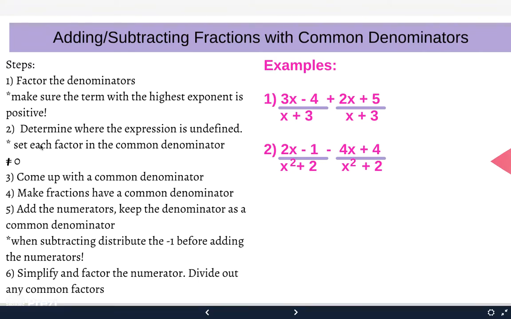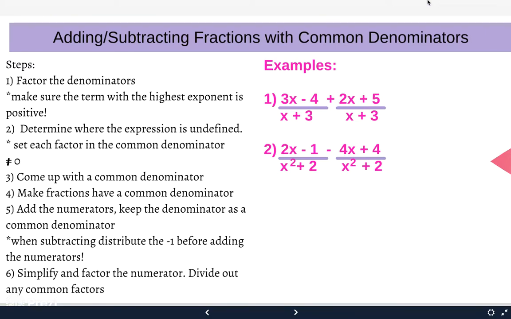The next step is to determine where the expression is undefined. Remember, we can never, ever, ever divide by 0. Never. We are not in the kitten killing business. When you divide by 0, a kitten dies. So remember, we have to set each factor in the common denominator not equal to 0.